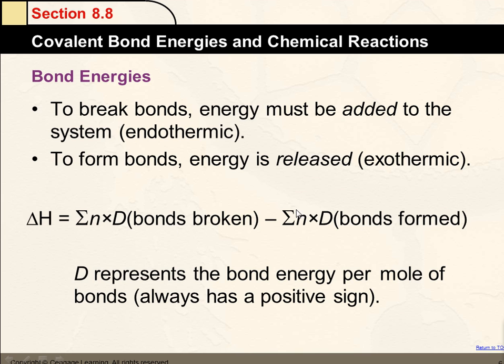So here's the overall formula. The sum of the moles of the bonds broken minus the sum of the moles of the bonds formed. And D just represents bond energy per mole. That's why we have to multiply it by moles, so that moles will cancel, and we'll just get energy for our delta H, or our enthalpy.